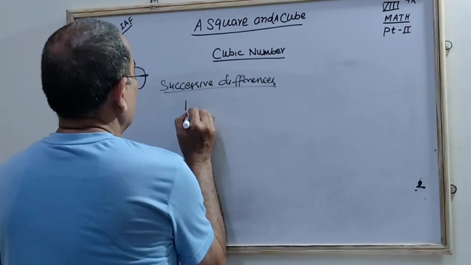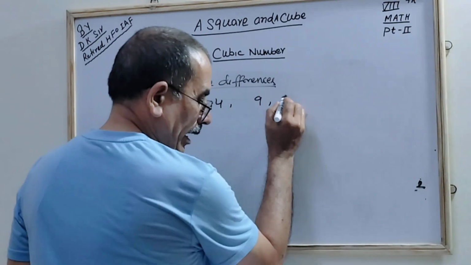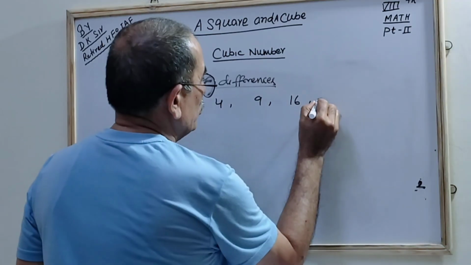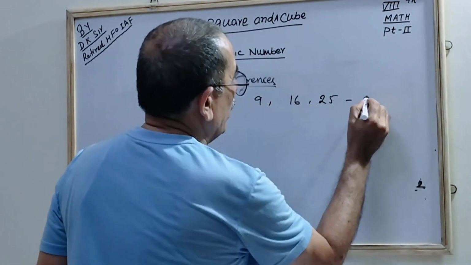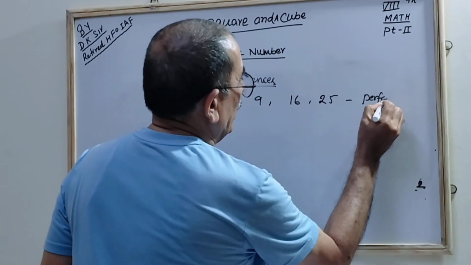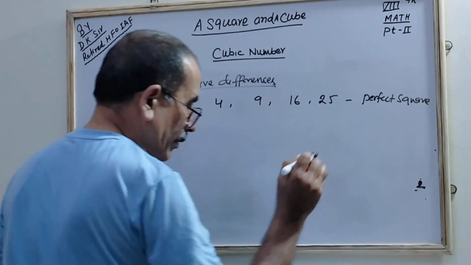So we will write the first one, the 4, correct? 9 and the 16 and the 25. These all are the perfect squares, correct? Perfect squares. So we are going to find out the relation among them, correct?